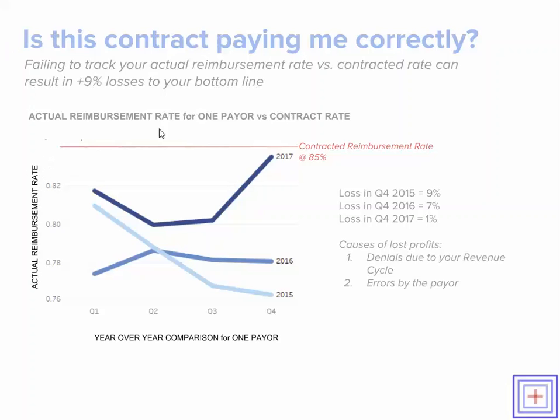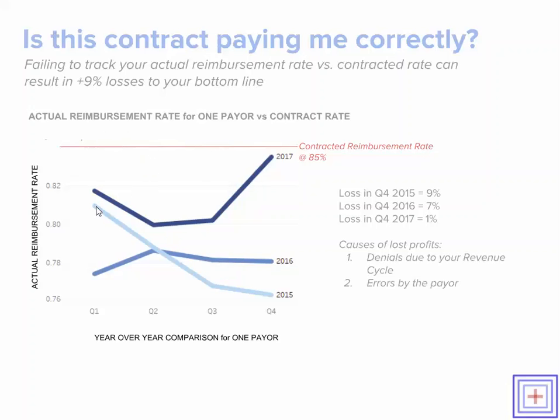So jumping into this example, what we'll see here on the vertical axis is the contracted rate, or the expected contracted rate would be at 85%. So on the vertical axis, we have the actual reimbursement rate. And then what we have horizontally is a quarter by quarter comparison. And then each line here is representing a year. So this is the actual reimbursement rate for one payer.